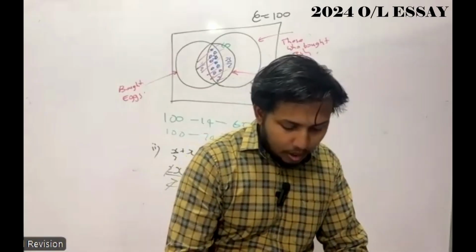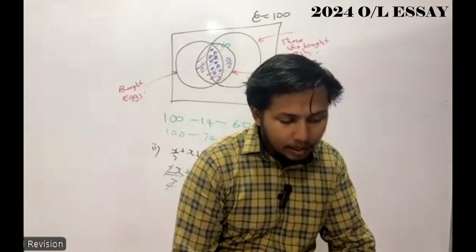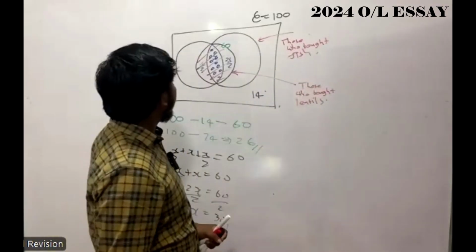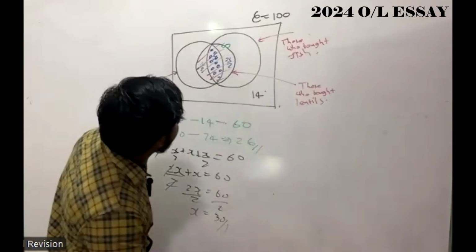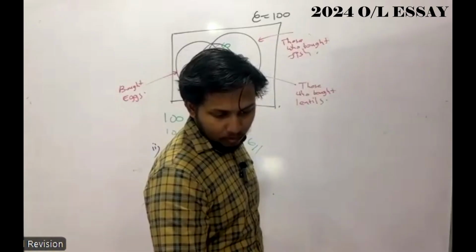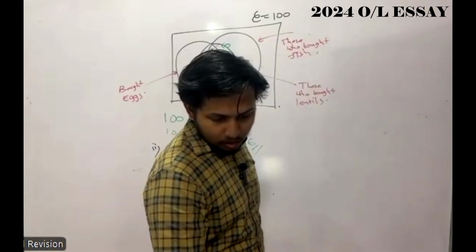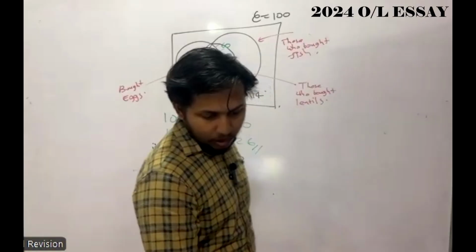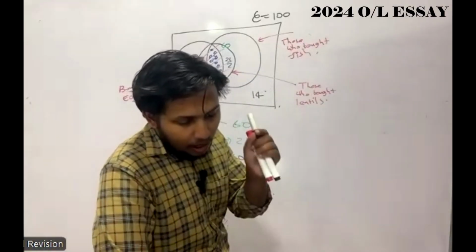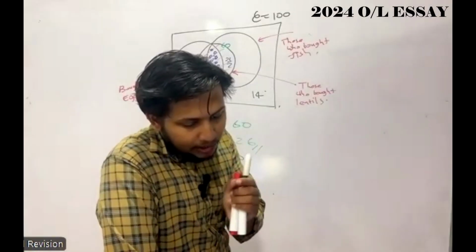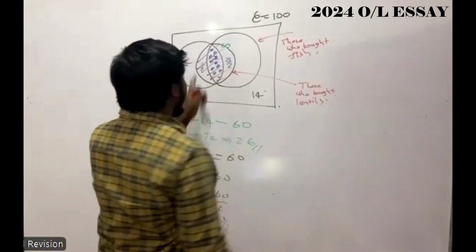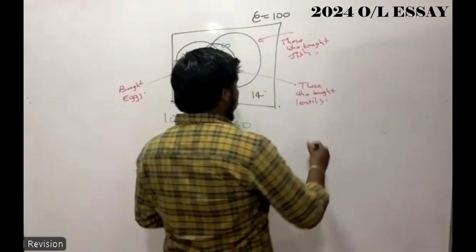You have to add 20 plus 30. What is 20 and what is 30? Look carefully. Now they have given the condition: if the number of customers who bought only eggs and lentils, right? Because it's not clear for you, I'm going to draw it again.